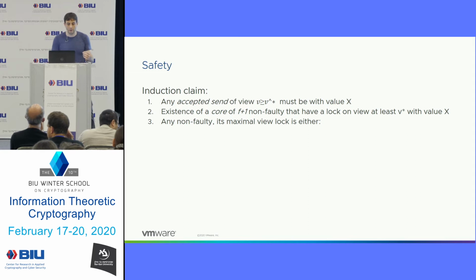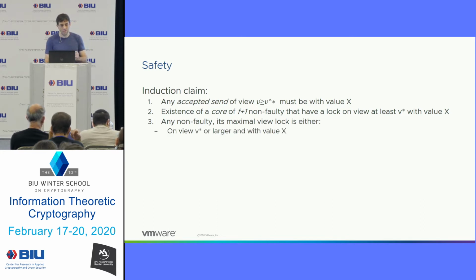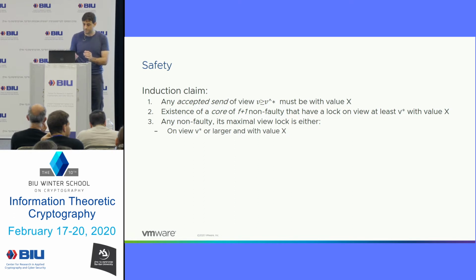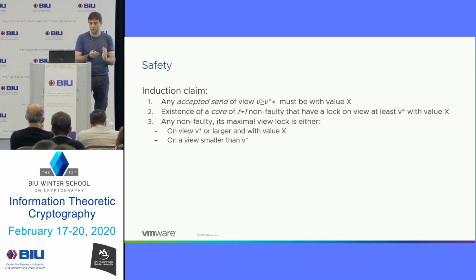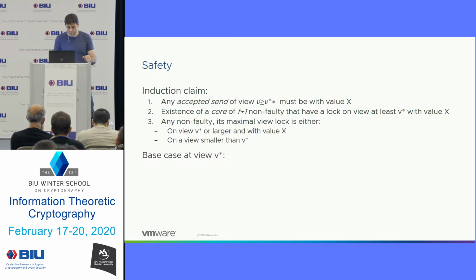And in addition to having at least this core of f plus 1, we have an additional property for every other non-faulty, which is that if it is locked on a view that is at least V star, then it has the same value x. Otherwise, it's locked on a lower view. So these are the two cases. So this is the proof.